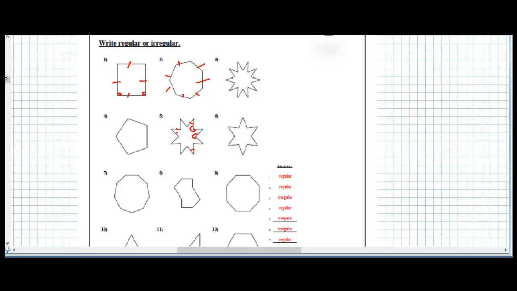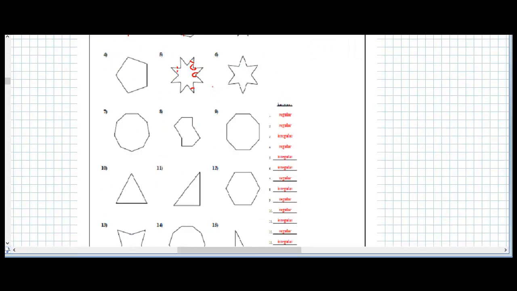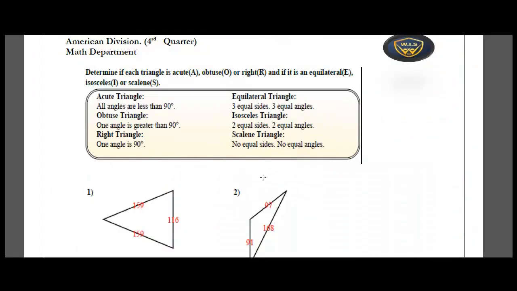Okay, the sides are equal, but the angles are not equal. Same for question 6. Question 7 here, it's regular because all the angles and all the sides are equal. Question 8, irregular because we have this side, it's bigger than this side. So it's irregular.